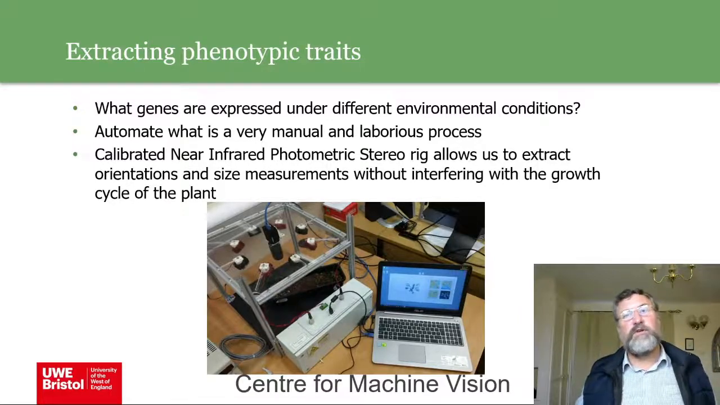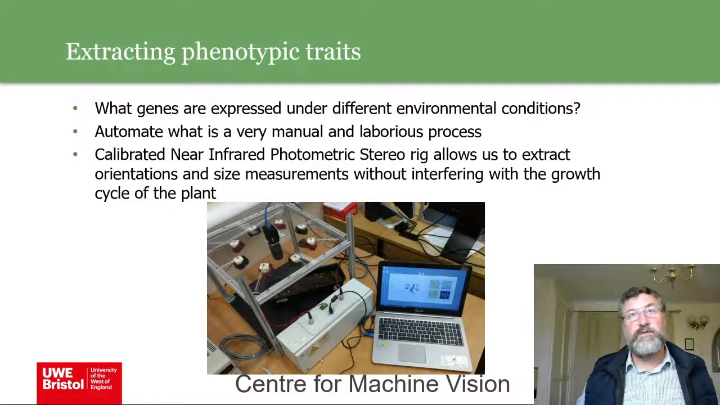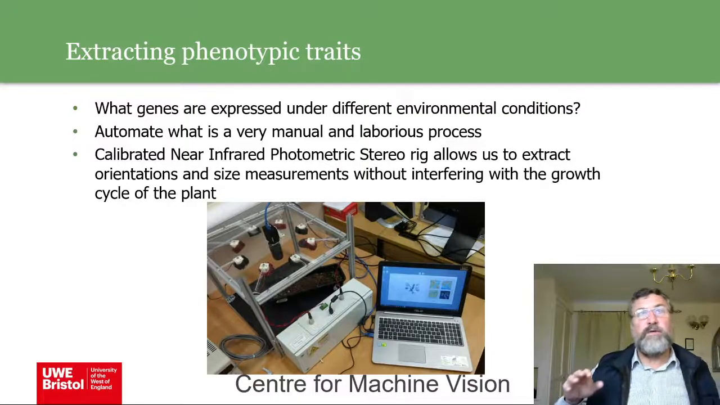Extracting phenotype traits. We've done a lot of work on looking at plants and phenotyping. What genes are expressed under different environmental conditions was a question. We wanted to automate what has been a very manual and laborious process so far. They're doing this manually, looking at these plants, but we can calibrate it. We use near-infrared photometric stereo. That worked very well in terms of reflection from the leaves, to extract orientations and size measurements without interfering with the growth cycle of the plant.